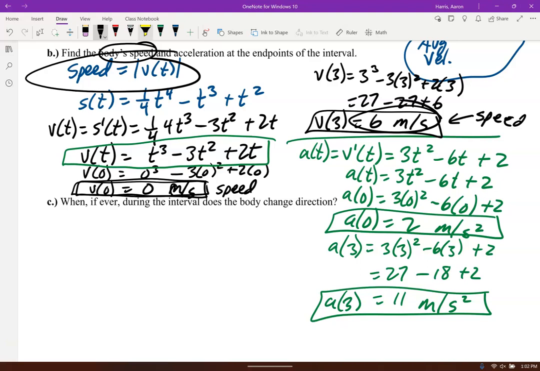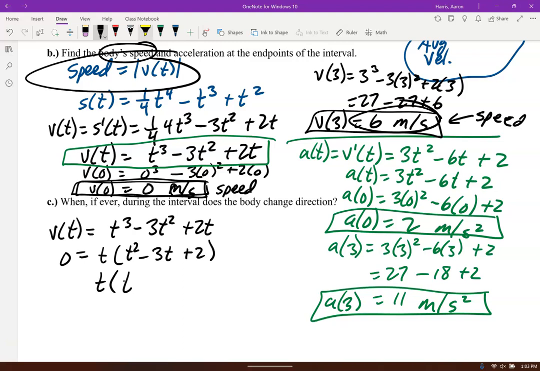All right, now, when, if ever, does the interval change direction? Well, for a body to change direction, first you've got to come to rest, right? You got to stop, which means your velocity has to stop. Your speed's got to stop, right? So you got to take this velocity function, v of t, which is t cubed minus 3t squared plus 2t, and we got to set that. When does it come to rest? And let's go ahead and factor a t out. And let's solve by factoring.